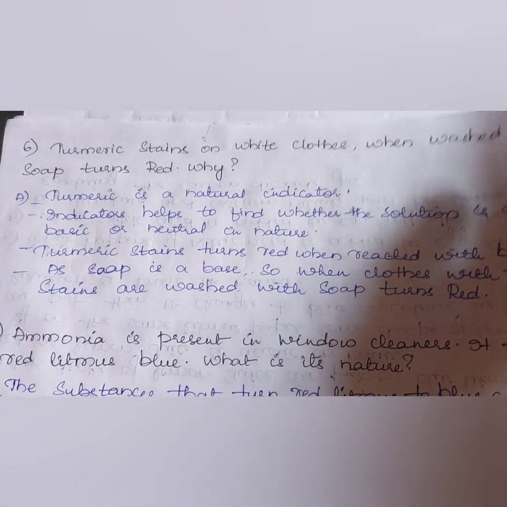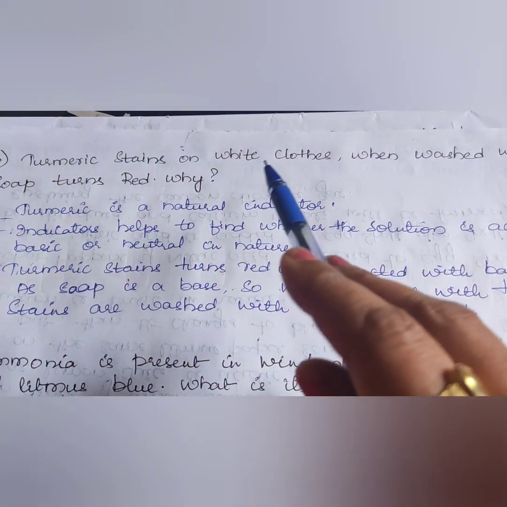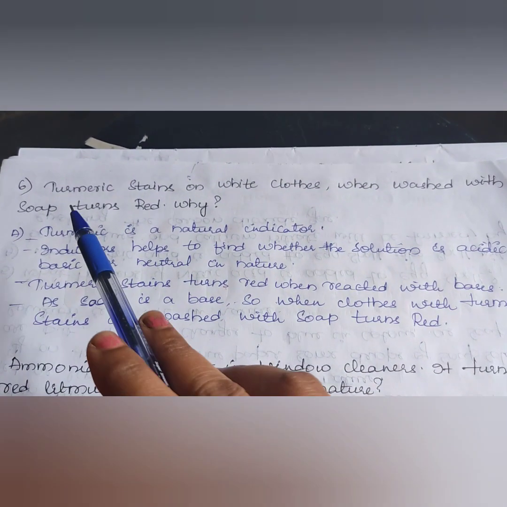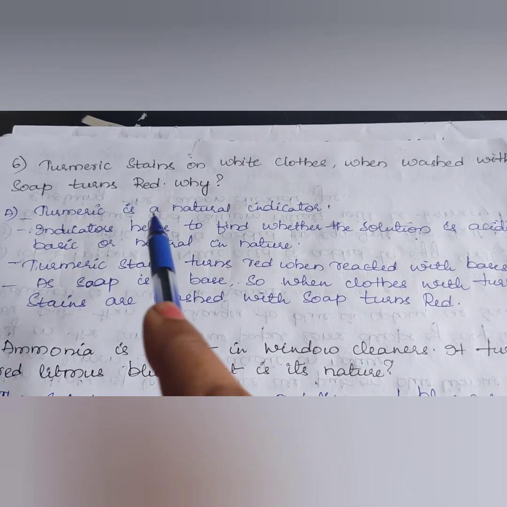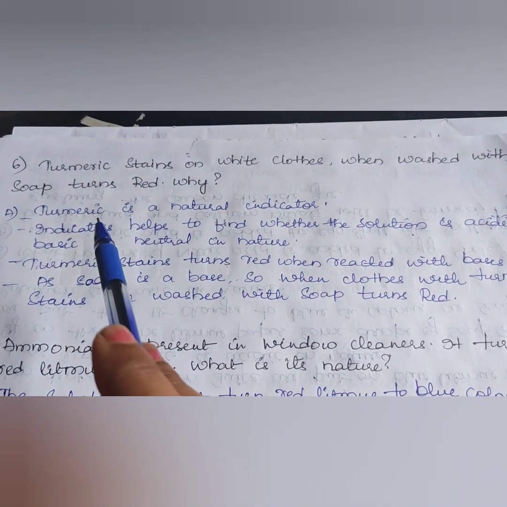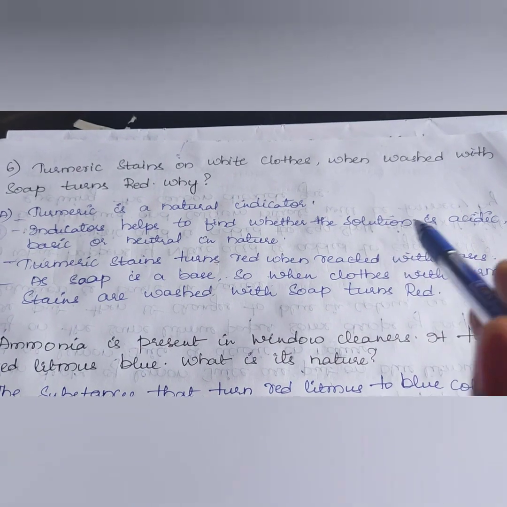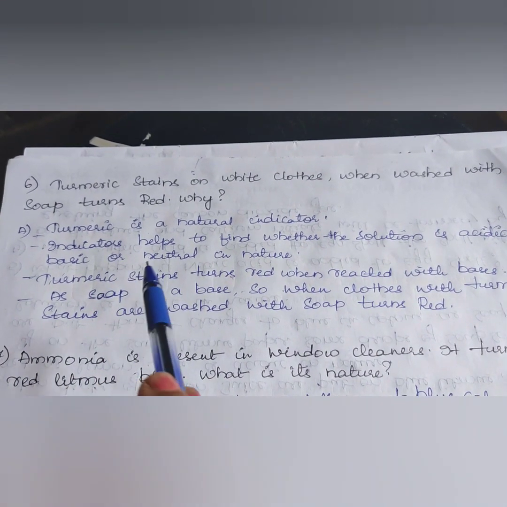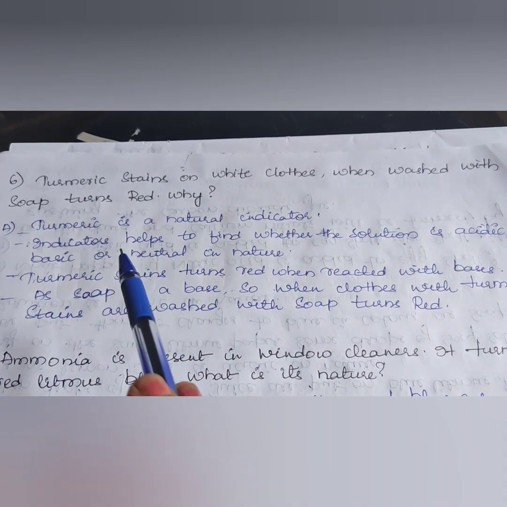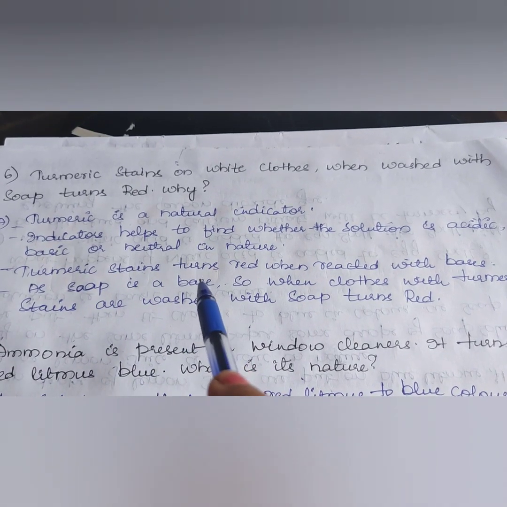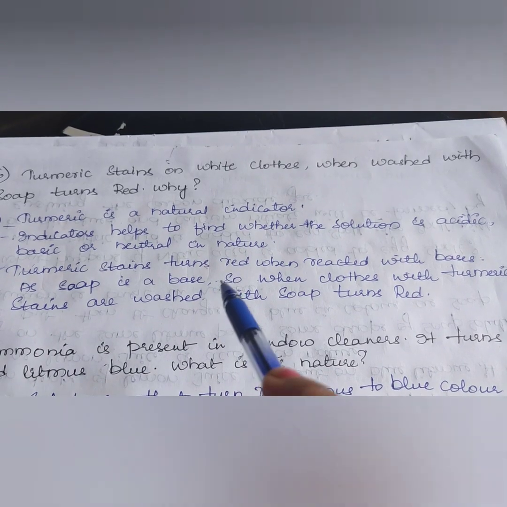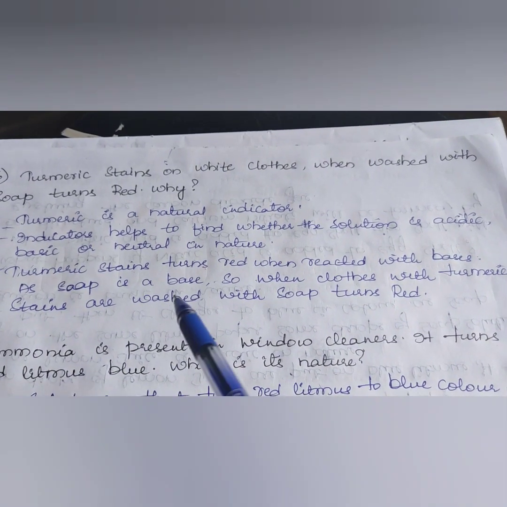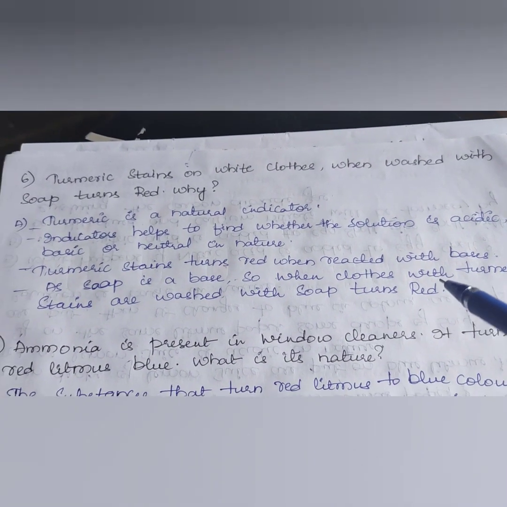Next, 6th question. Turmeric stains on white cloths when washed with soap turn red. Why? Here, turmeric is a natural indicator. An indicator helps to find whether the solution is acidic, basic or neutral in nature. So here turmeric stains turn red when reacted with bases. As soap is a base, when cloths with turmeric stains are washed with soap, they turn red.